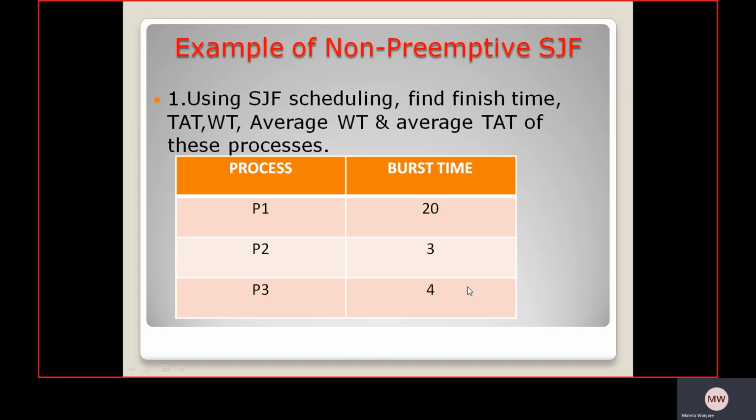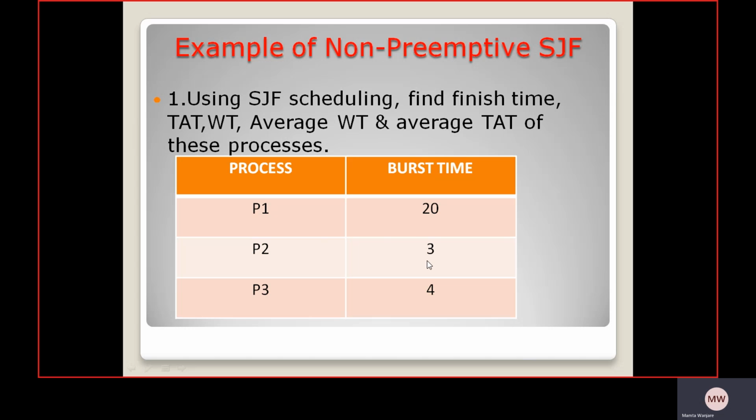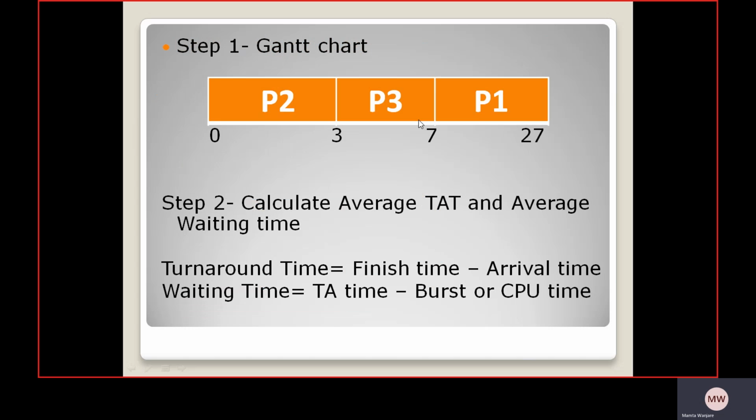Whenever you start any numerical, always remember to sum or add the burst times, that is 20 plus 3 plus 4, that is 27. So whenever you draw the Gantt chart, the finish time comes 27. Step 1 is the Gantt chart, shortest job first. Here the shortest job is P2 because its burst time is 3. So P2 arrives first, then P3, and the last one is P1.